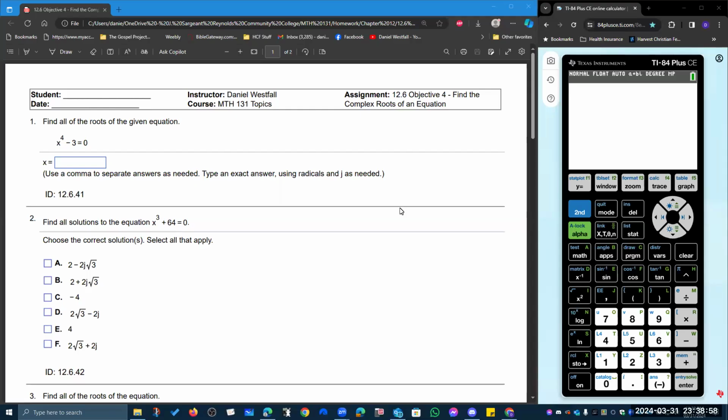In this video, we're going to talk about 12.6 Objective 4, where we find the complex roots of an equation. So let's go ahead and get started here. We have the equation x to the fourth minus 3 equals 0, which means that we have x to the fourth is equal to 3.